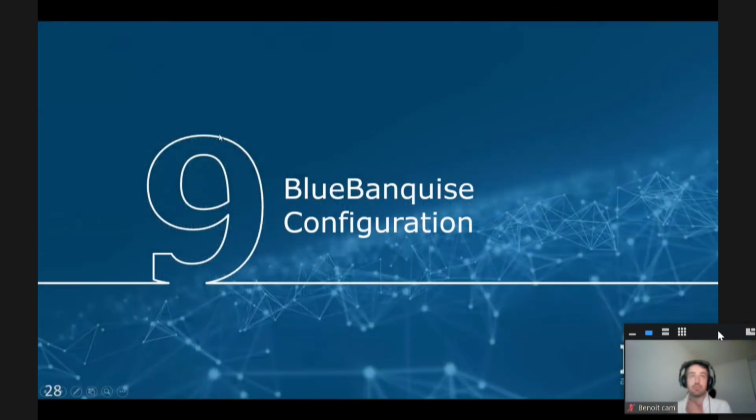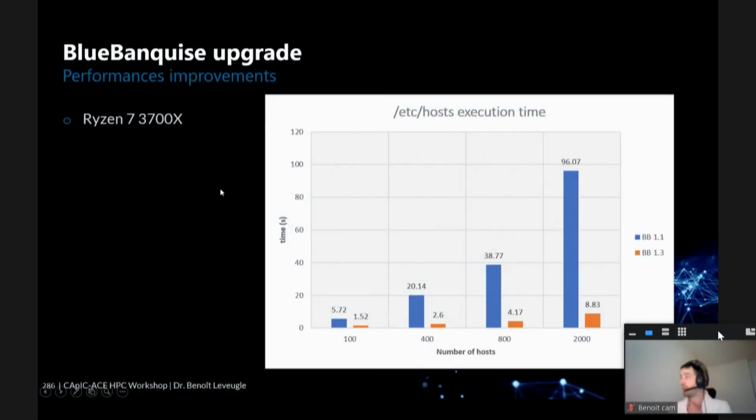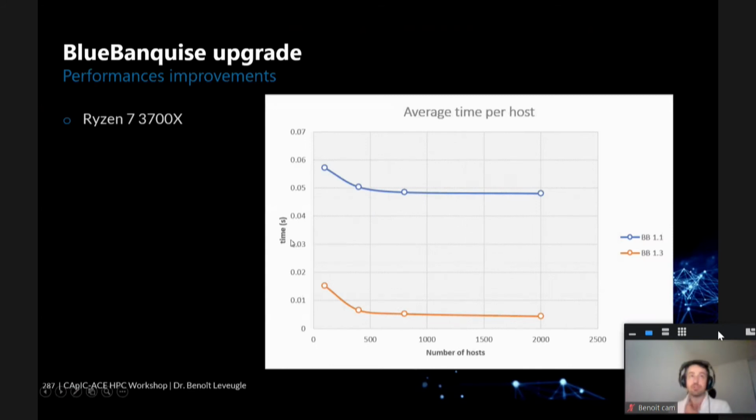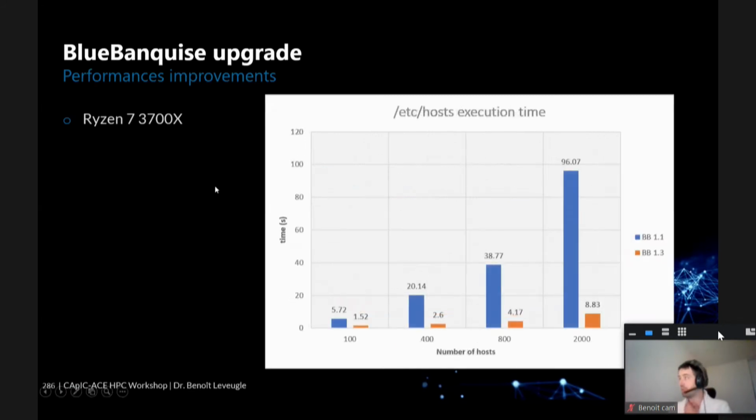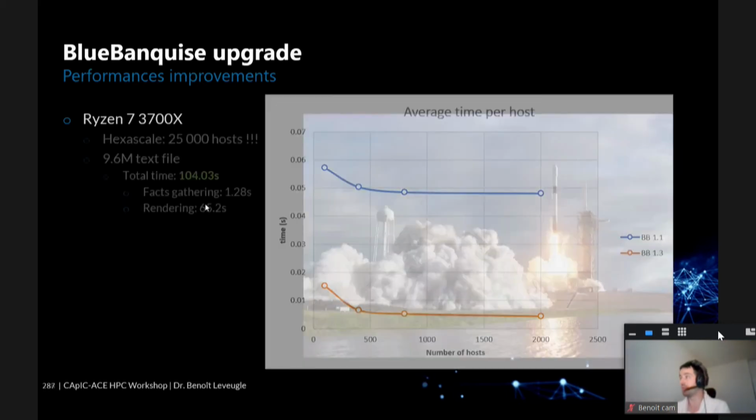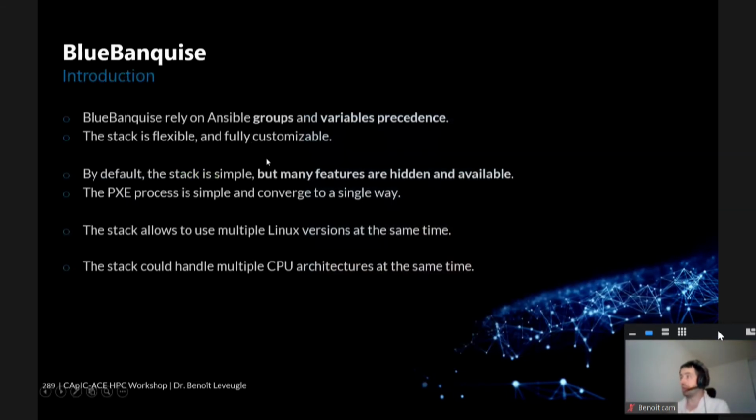So how do you configure the stack? Well, this part is not very interesting. We just focused a lot recently. You have to know that the Jinja templates can be very slow. So if you have a very big cluster and your templates are not very well developed, they will be very slow. So we focused a lot on performance in the latest release. As I said, Bluebankies relies on Ansible, especially on groups and the variable precedence mechanism, the two main features of Ansible.